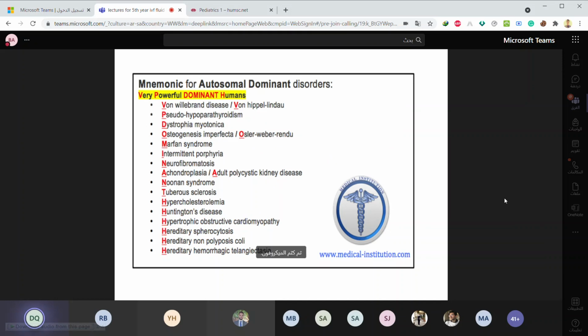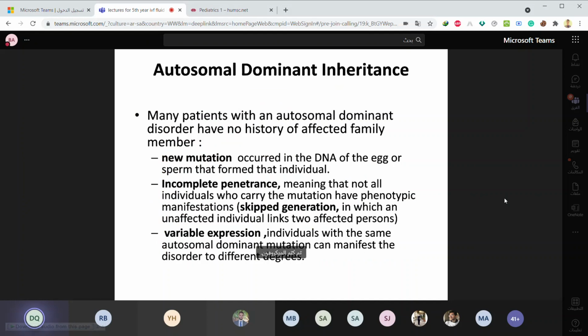Certain diseases in the pediatric age group commonly follow autosomal dominant inheritance: von Willebrand disease, pseudohypoparathyroidism, dystonia, osteogenesis imperfecta, Marfan syndrome, intermittent porphyria, neurofibromatosis, Noonan syndrome, tuberous sclerosis, Huntington chorea, hereditary hemorrhagic telangiectasia. You have to look at them, don't memorize, just look at them to know the pattern of inheritance.